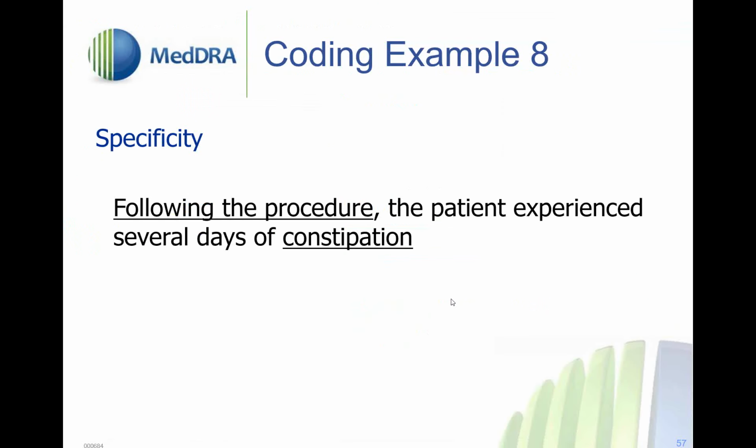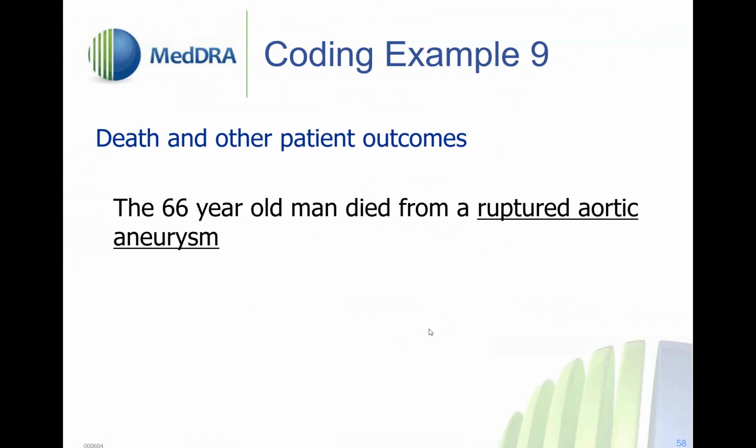Okay, so let me go to the next one. And the next one is a 66-year-old man died from a ruptured aortic aneurysm. And the topic of death is always an interesting one. Death tends to be an outcome, right? Just like hospitalization is an outcome. So death doesn't tend to be the standalone verbatim when you're receiving adverse events. And in many places where I worked, when they receive death as an adverse event, they query for the cause of death to be reported as the adverse event because the death itself is captured as the outcome.